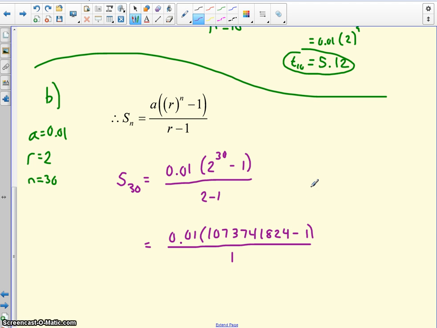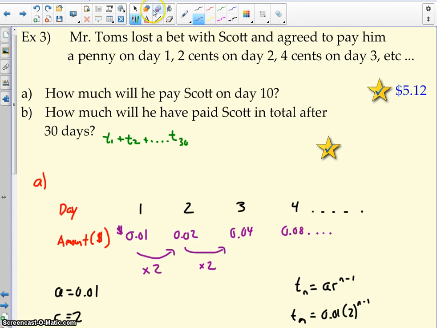And then I multiply that by 0.01 and divide by 1. It still gives me an amount that I've paid him in total of a very, very large number. So I wind up having to pay him in total $10,737,418.23 in total after 30 days, which is a ridiculous amount of money.